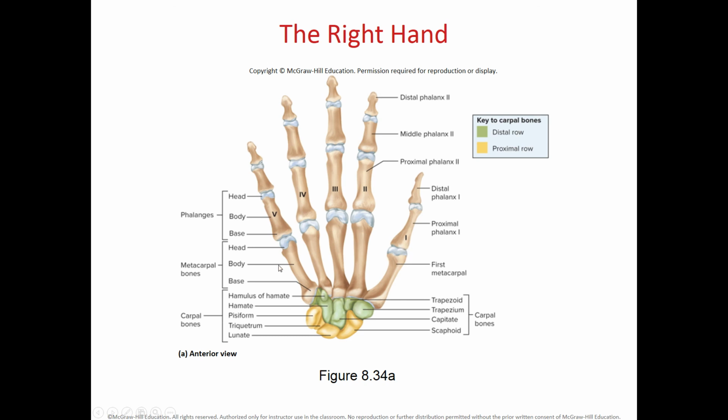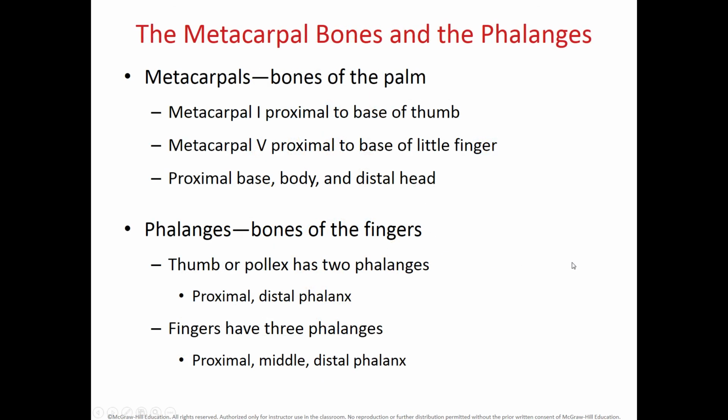Now the metacarpals articulate with the phalanges. So we have 3 rows of phalanges: the proximal row, the medial or middle row, and then the distal row. Now from fingers 2 through 5, you have proximal, middle, and distal phalanges. But for the pollex, our thumb, we only have proximal and distal, so we don't have a middle phalanx. So that's it for those. It's very easy to learn.